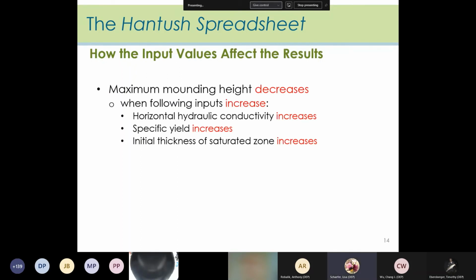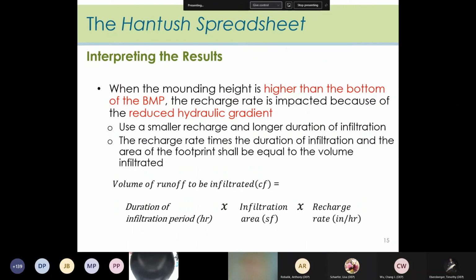So what you have to understand is that the input values can influence the results. The maximum mounding height decreases when these inputs increase. So if horizontal hydraulic conductivity, specific yield, or initial thickness of saturated zone increases, your mounding height decreases. And you cannot just take credit or take the result from the spreadsheet as it appears. You have to check it against the physical constraints of your design.